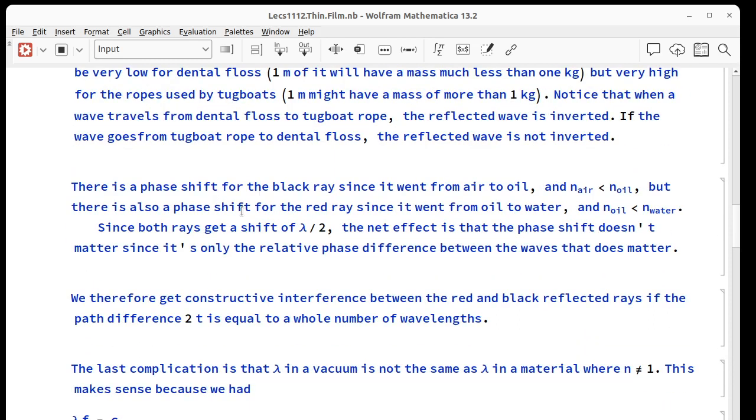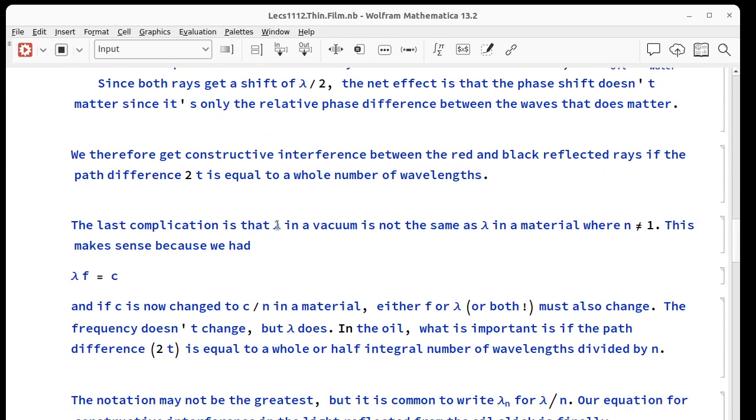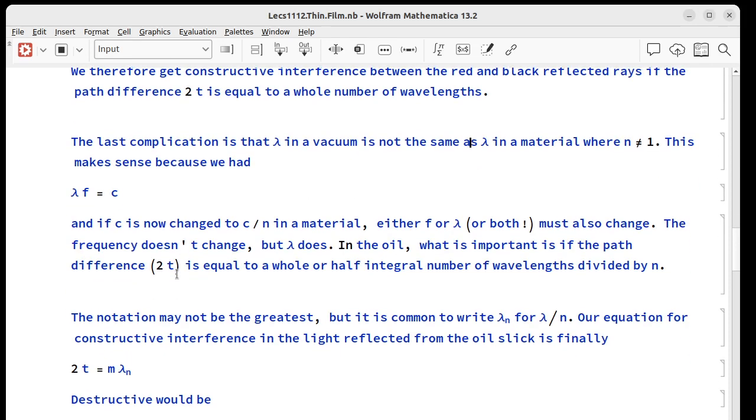The only thing we need to know now is how big is the wavelength, and this is our last complication. The wavelength in a vacuum is not the same as the wavelength in a material where n is not 1. This has to be the case because we earlier saw that lambda times f, the frequency, is c, the speed of light. If this side of the equation gets divided by n because it's slowing down moving through a material, one or the other or both of these have to change.